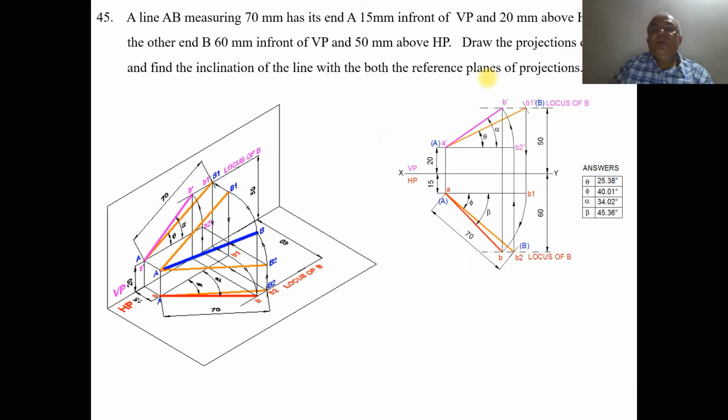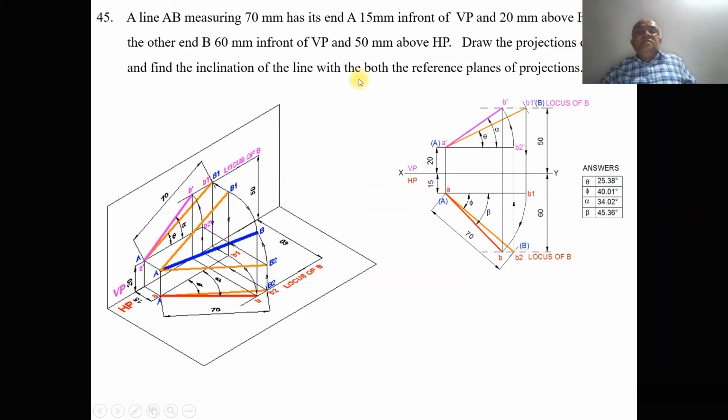Now we will solve the problem by using manual drawing. How can I do it? First I will draw the xy line and mark VP and HP. Then you measure 20 mm above the xy line and draw a horizontal line, and similarly 15 mm below the xy line and draw a horizontal line. Consider any point on this and draw a vertical line. All these lines should be thin, and you mark this point as a dash and this point as small a.